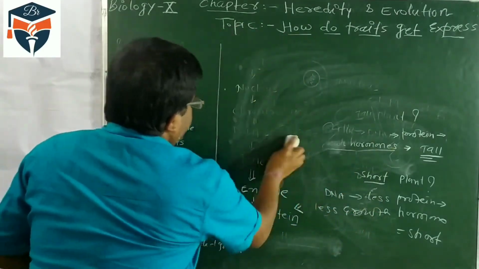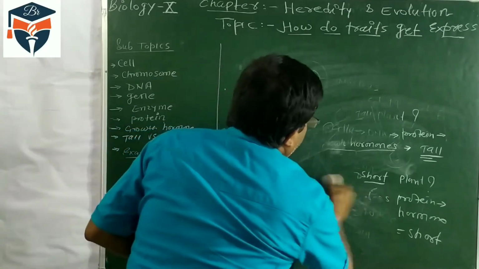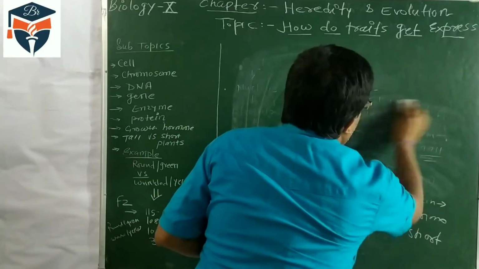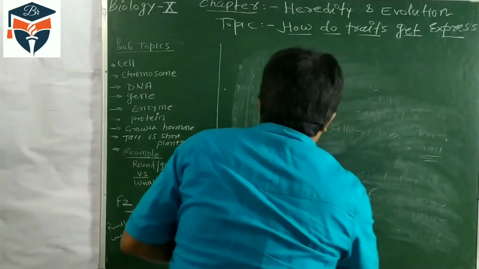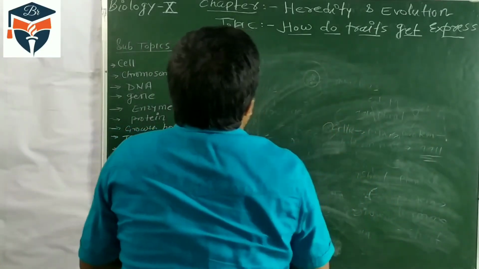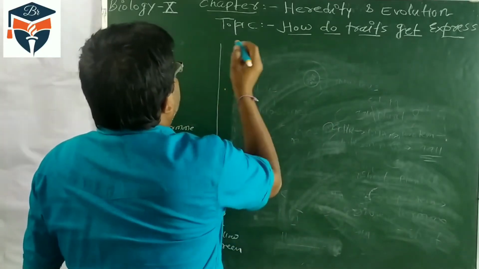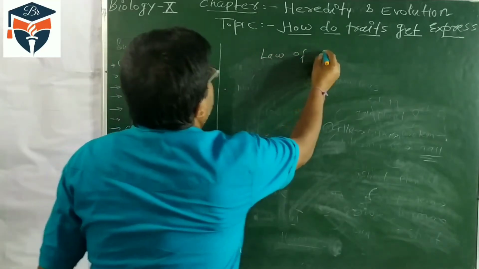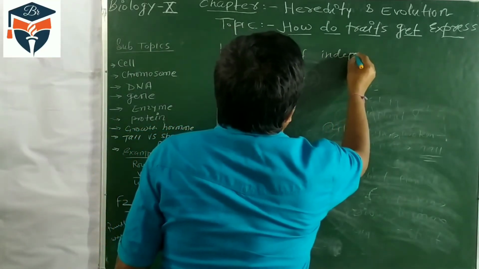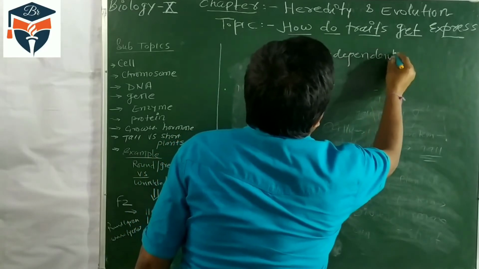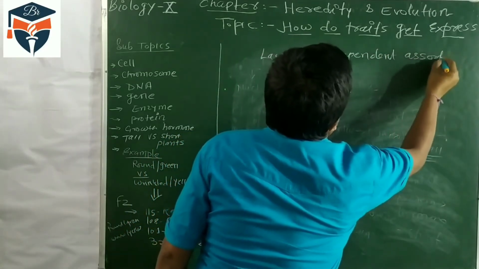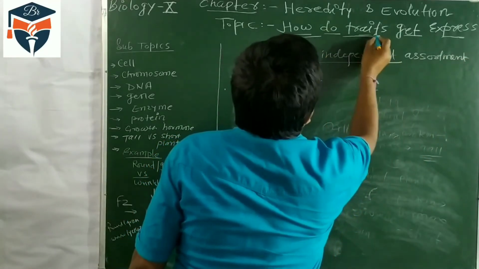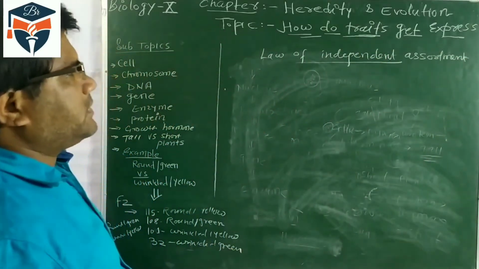Now we can explain this by taking an example. This is also called the law of independent assortment. Or simply we say we are discussing how traits get expressed.